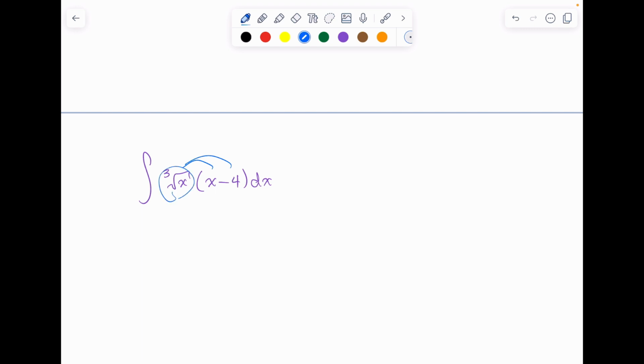Now you got to remember, what is this? This is x to the 1/3 power, right? So as you distribute, you should know what the terms look like. The first term turns into x to the 1/3 times x to the 1. That should be x to the 4/3, right? On the second distribution, that's pretty easy. Minus 4 times x to the 1/3.